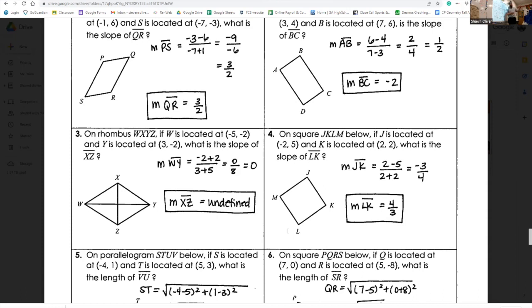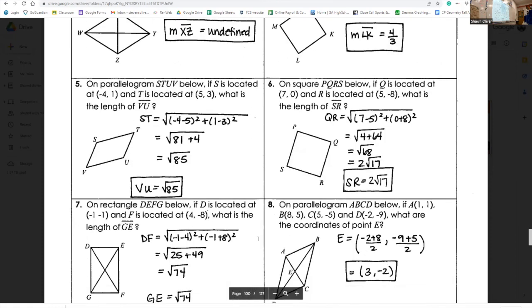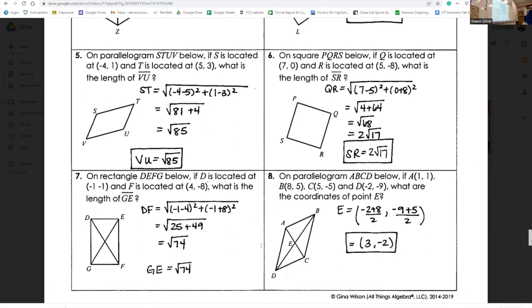For number 5, why did you use the distance formula? What's it asking for? It is asking for the length. How do I find the length of anything on a coordinate plane? Distance formula. That could be on the quiz, distance formula.